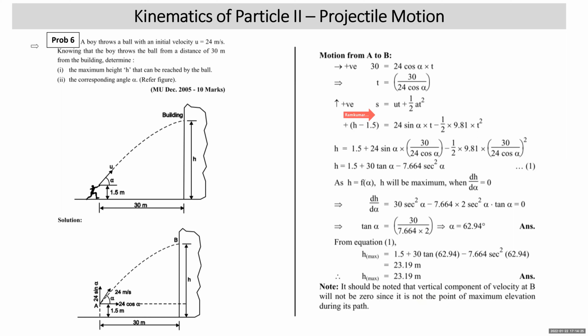Okay, friends, we are ready to pick up the next sum. That is problem number 6. A boy throws a ball with an initial velocity u is equal to 24 meters per second. So initial velocity is given to us, 24 meters per second. Knowing that the boy throws the ball from a distance of 30 meters. The distance between point of projection and the target is 30 meters. Determine the maximum height h that can be reached by the ball, and second, the corresponding angle alpha.